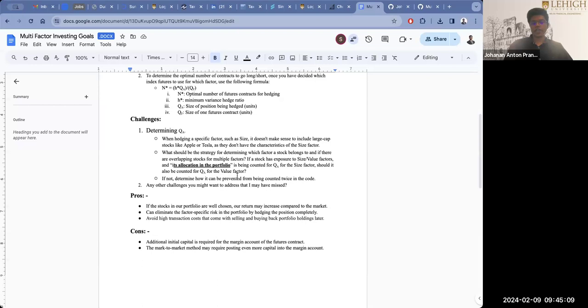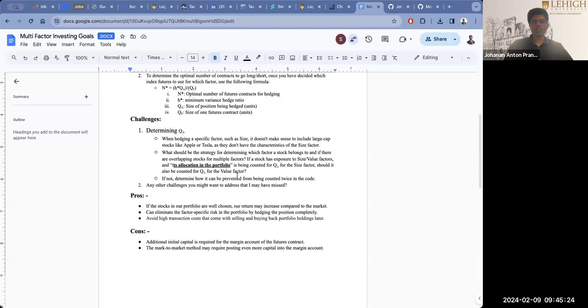And also, again, we have determined the number of future contracts we need to purchase in order to hedge for the entire portfolio. But again, as I said, because we are testing the hedge ratio, the number of future contracts, we are also testing with the same process.